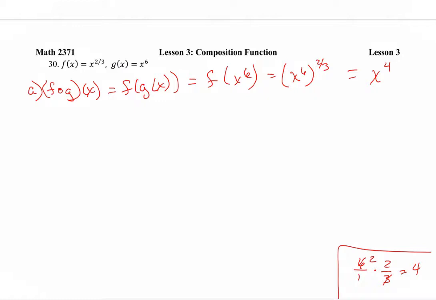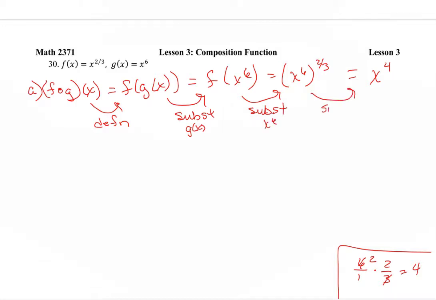All right? So from here to here is definition. From here to here is substitution. From here to here is substitution. And from here to here, I simplify.